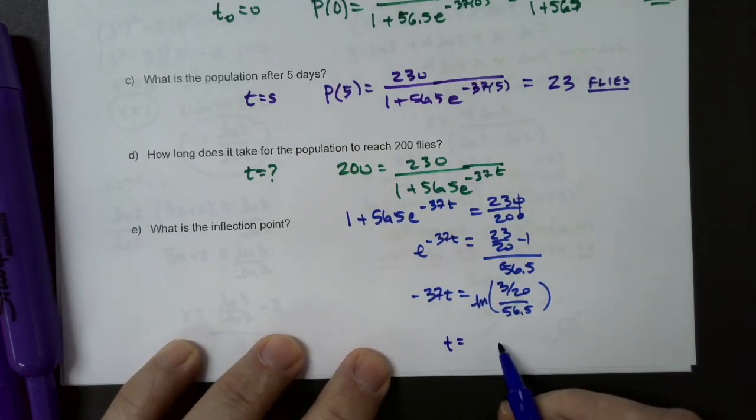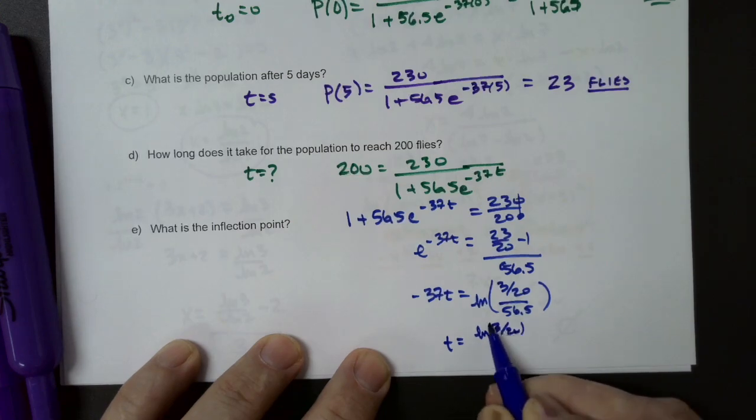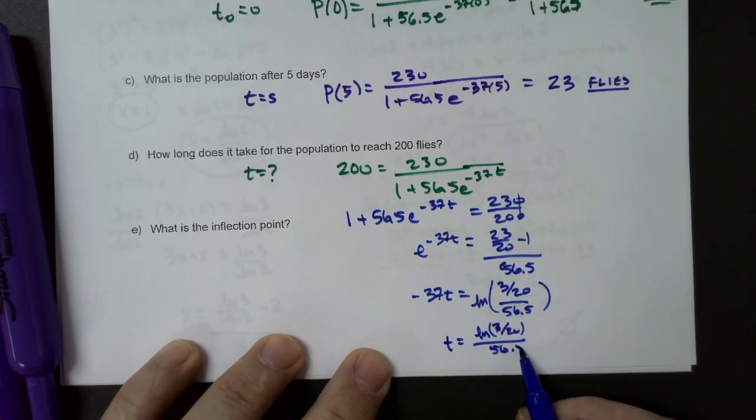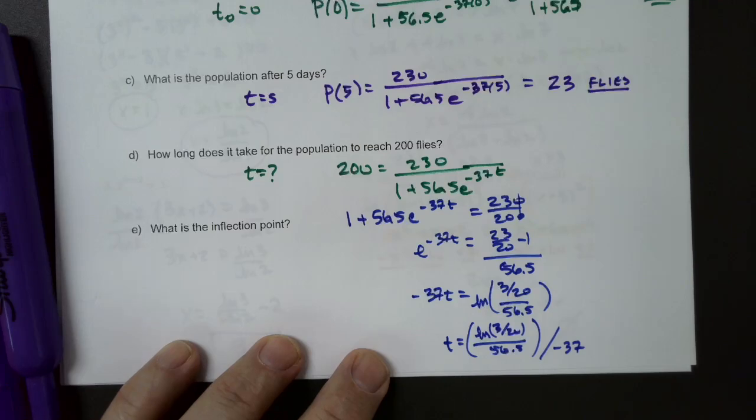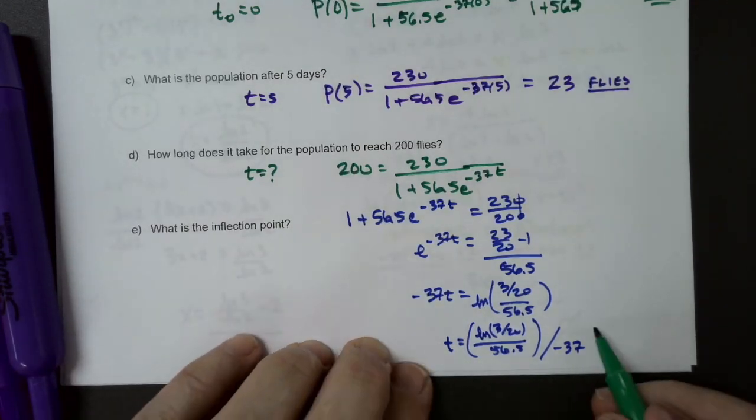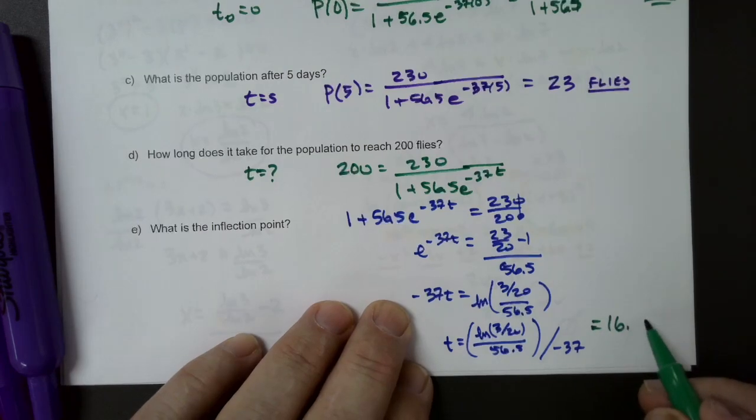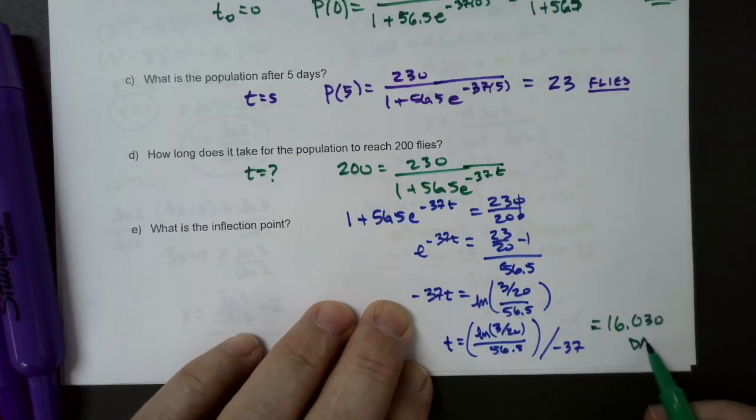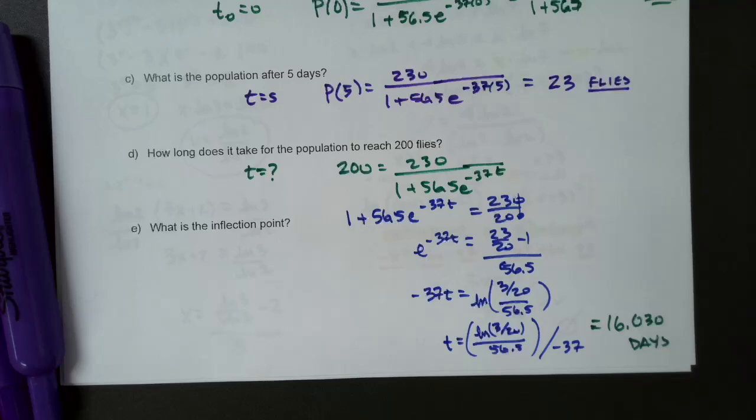This would be t equals this thing, the natural log of 3/20 divided by 56.5, and then all of that gets divided by -37. Fortunately, I put that in the calculator earlier and got 16.030 days. Okay. 5 days to get to 23 flies, and 16 days to get to 200 flies.